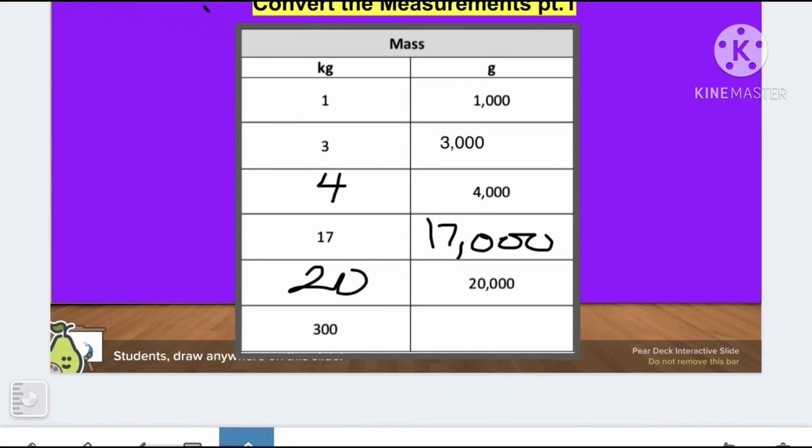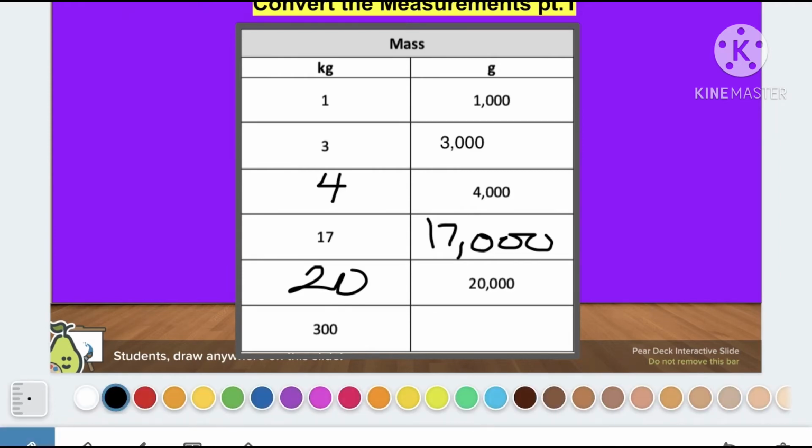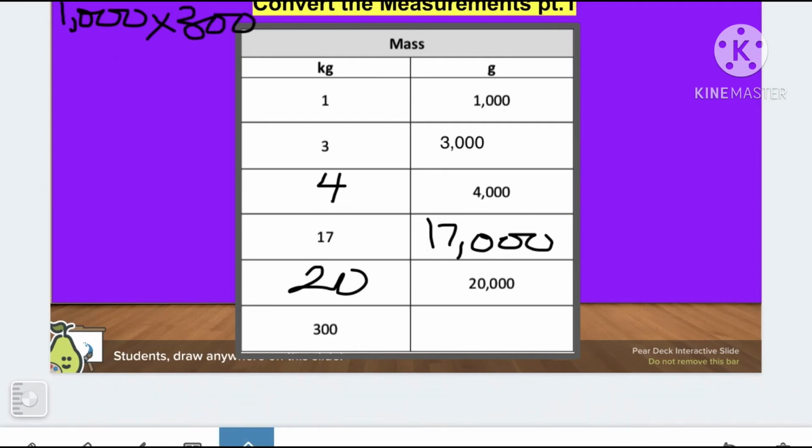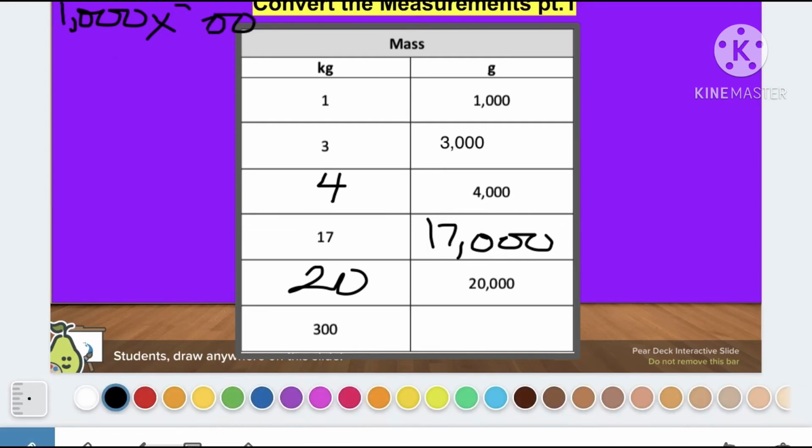And this last one, 300 kilograms equals blank grams. Remind me one more time, how many grams are in 1 kilogram? Good job, 1,000. And how many kilograms do I have right now? Good, 300. So now let's think for a second. 1,000 times 300. What's my product?